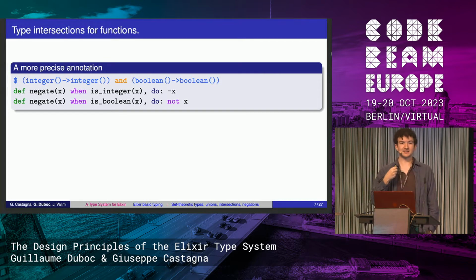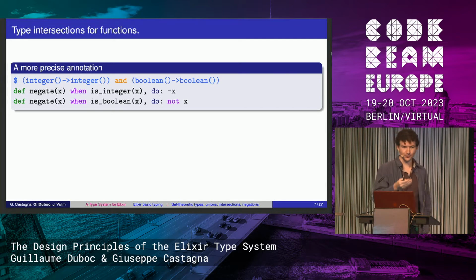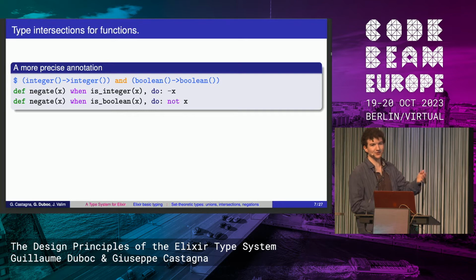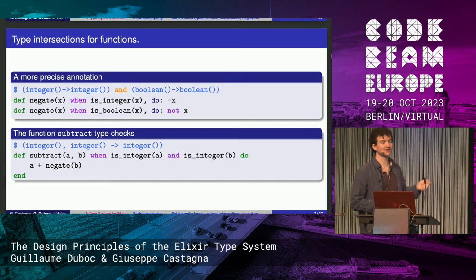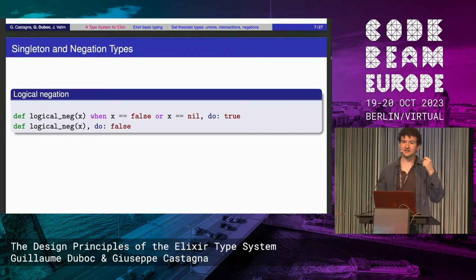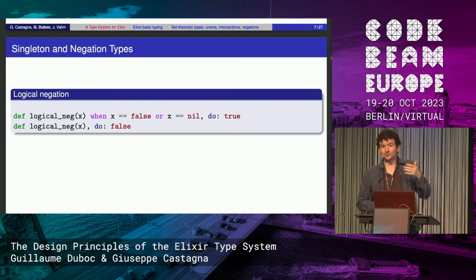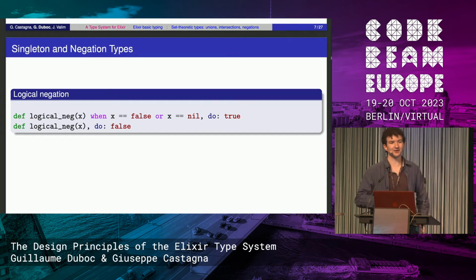And again, this is a general type intersection operator, and it works on any type. What it means is that a value of type T1 and T2 has both types. So now subtract type checks, thanks to that. And this kind of expressivity, we believe, is key to allowing you to write annotations that are precise enough that you don't feel hampered by the type system, and you are able to statically type check programs that you're working on or that you've already written.